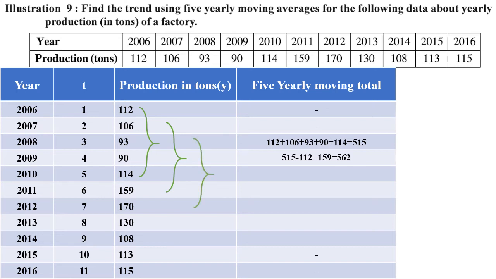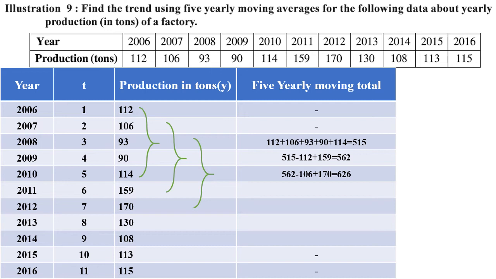Okay, the next 5 values are 93, 90, 114, 159, 170. Here the 106 from the previous total will be skipped and 170 will be added. So the previous total is 562, I will deduct 106 and I will add 170. So that way it will be 626.